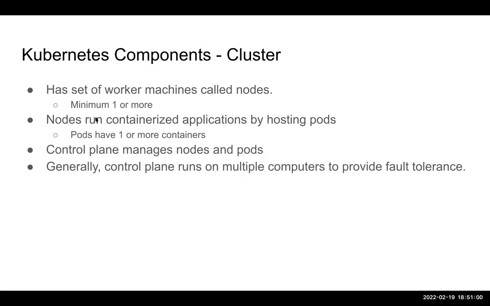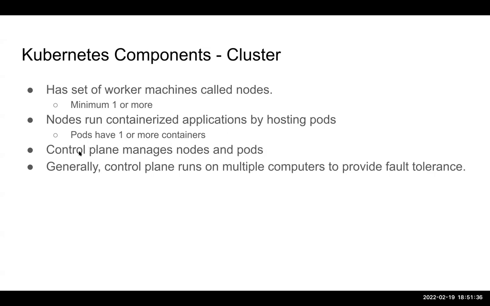These nodes run containerized applications by hosting pods, and we'll spend a good amount of time discussing what a pod is and how you create and modify it. A pod is a wrapper which can have one or more containers. And that happens only in Kubernetes. If you look for a pod concept in Docker alone, it won't be there, because Docker deals with containers directly. Kubernetes deals with containers using pods. So nodes run containerized applications by hosting pods, and pods have one or more containers.